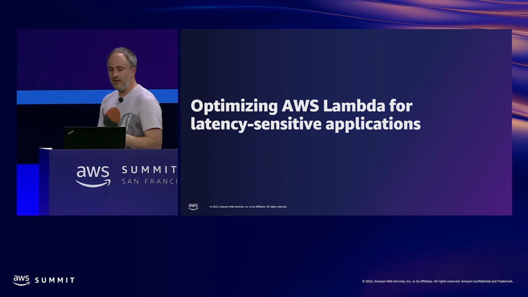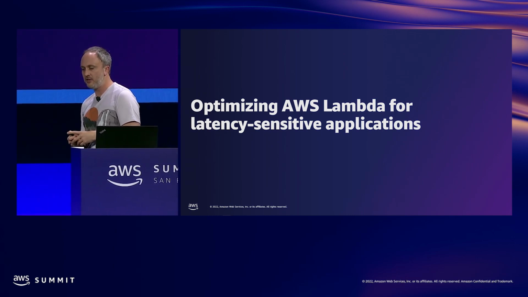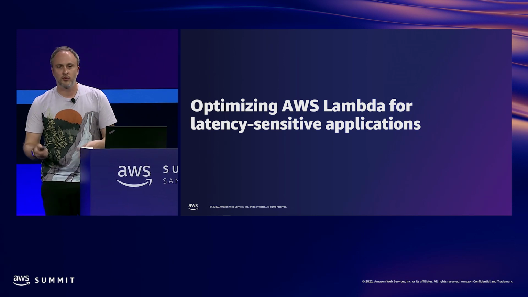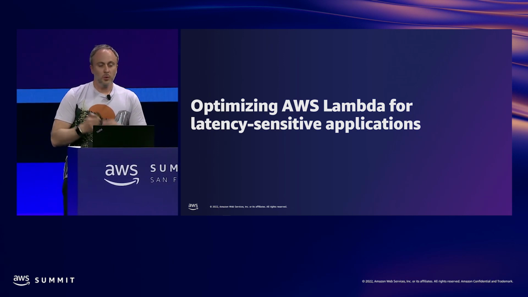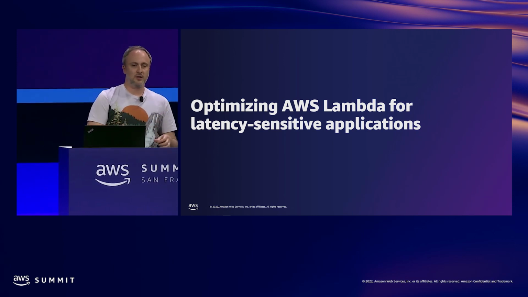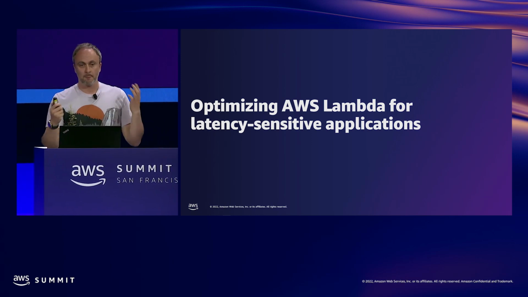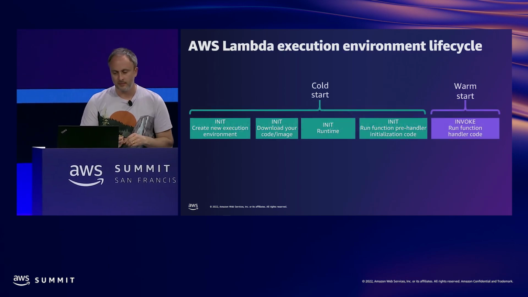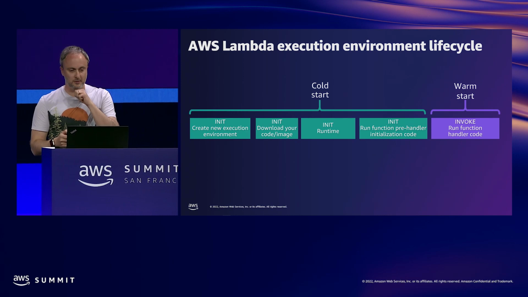Okay, so you're building these interactive Lambda applications. They are using a synchronous request response model. You want to optimize them to run as quickly as possible, with minimum latency. How do you do that? This is what I'm going to talk about for the next 20 minutes or so.